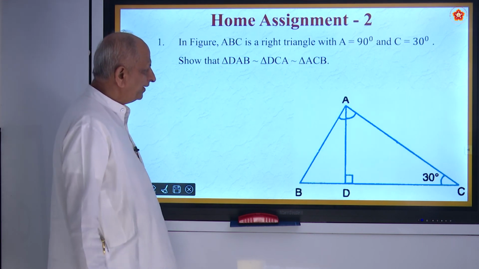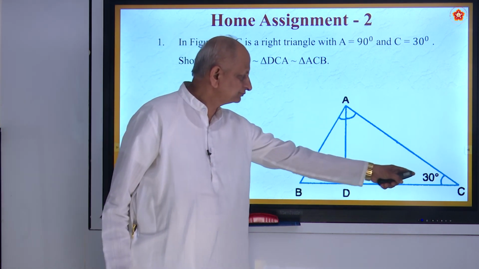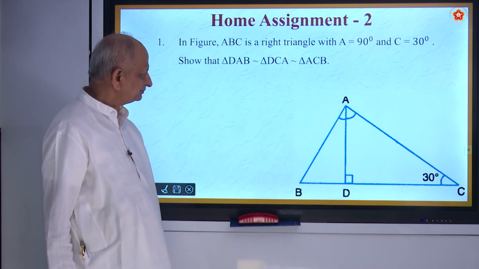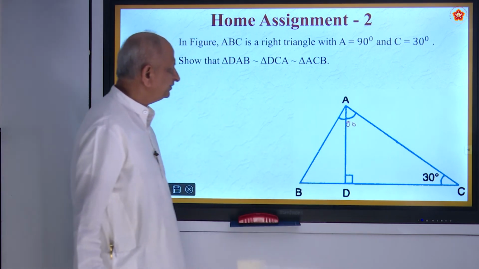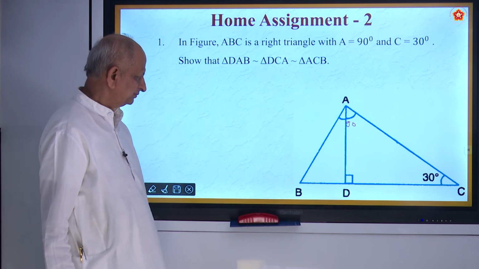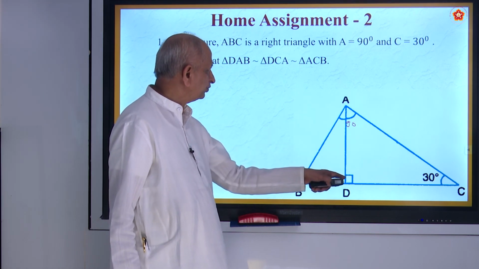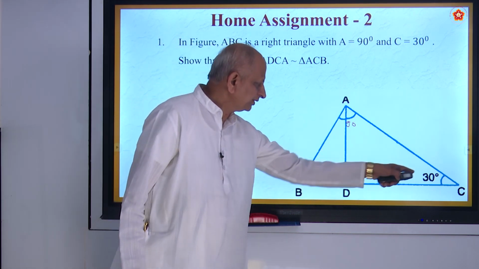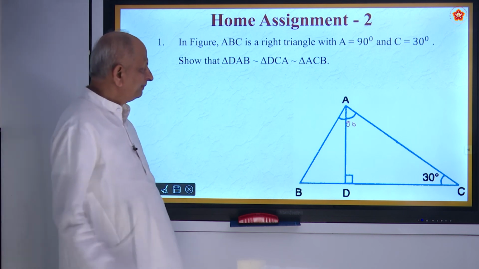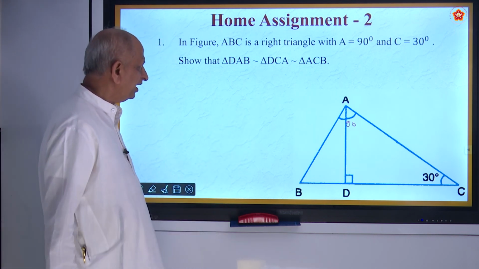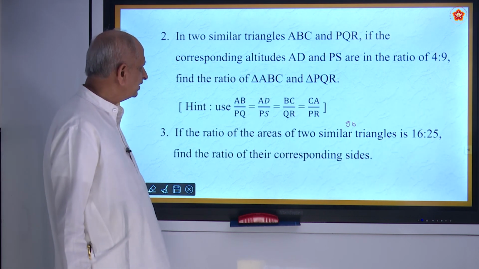Okay. Now, home assignments. In the figure, ABC is a right triangle. Angle A is 90 degrees. So, this angle is given to be 90 degrees. Angle C is 30 degrees. Show that triangle DAB is similar to triangle DCA is similar to triangle ACB. Same type you have done once, but here the values are given. There we took it as alpha and all. So that is the first question. Taken down? Okay.